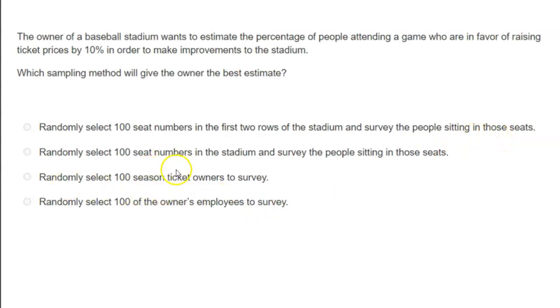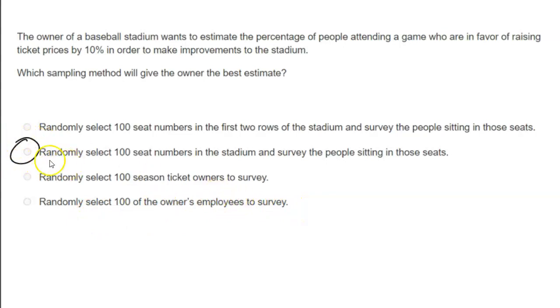Okay. Randomly select 100 season ticket owners. Again, this is not all of the attendees. You are narrowing the focus to just season ticket owners. Same thing with this example. We're limiting our survey choices. So we're only limiting it to employees.